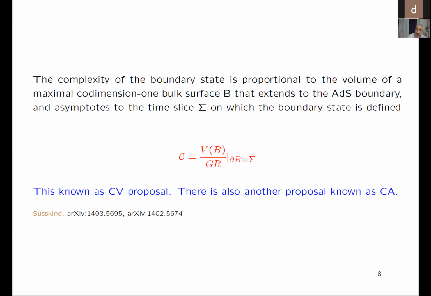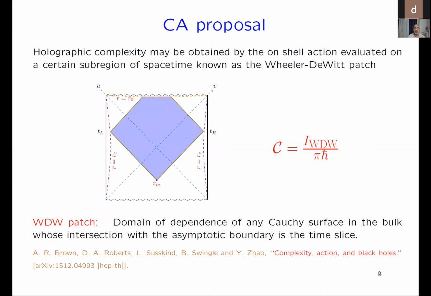Of course, there is another proposal, as we heard in the previous talk, called complexity equals action. In this proposal, we compute the on-shell action on a particular region of the spacetime known as the Wheeler-DeWitt patch. The Wheeler-DeWitt patch is the domain of dependence of any Cauchy surface in the bulk whose intersection with the asymptotic boundary is a time slice. That's the Cauchy slice.